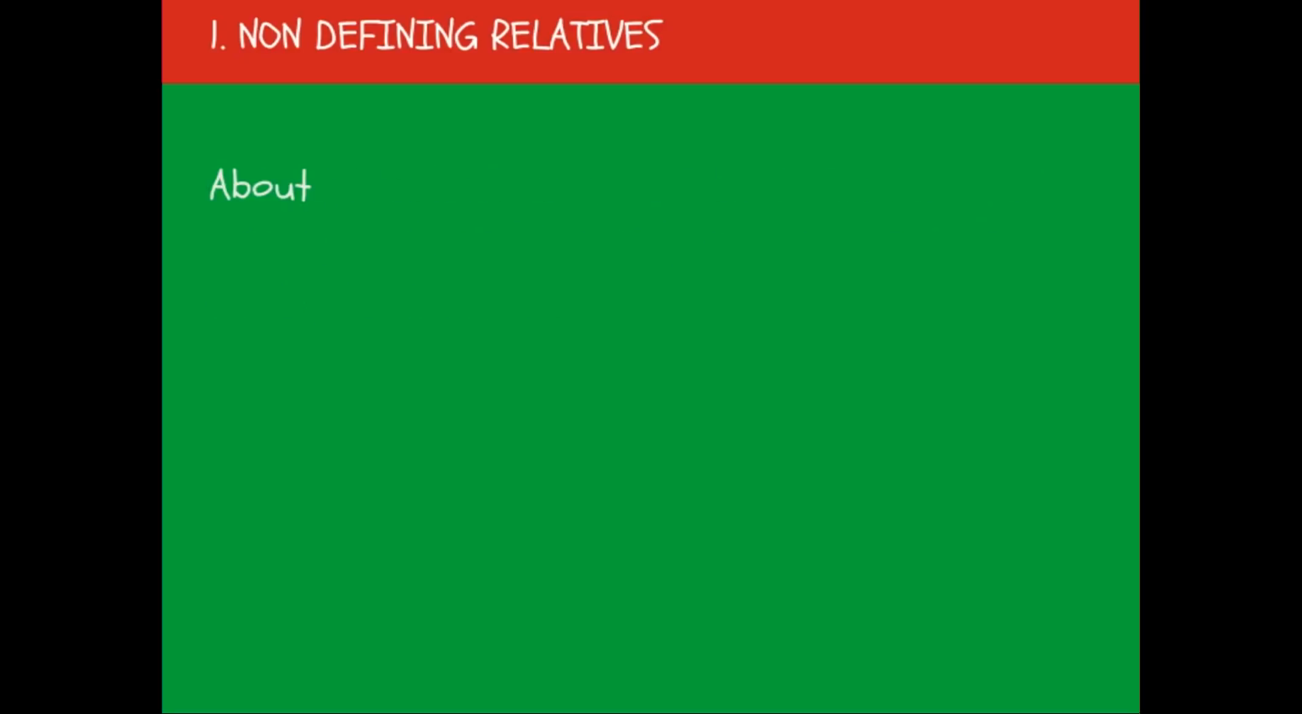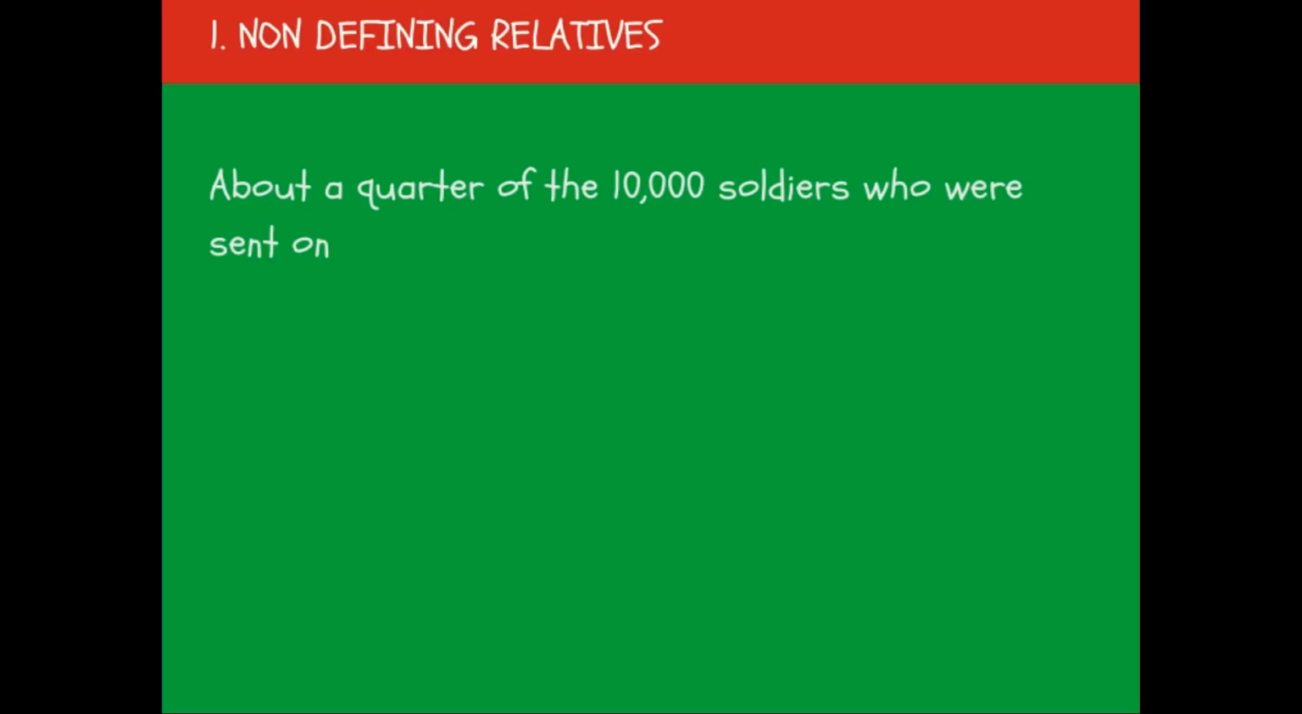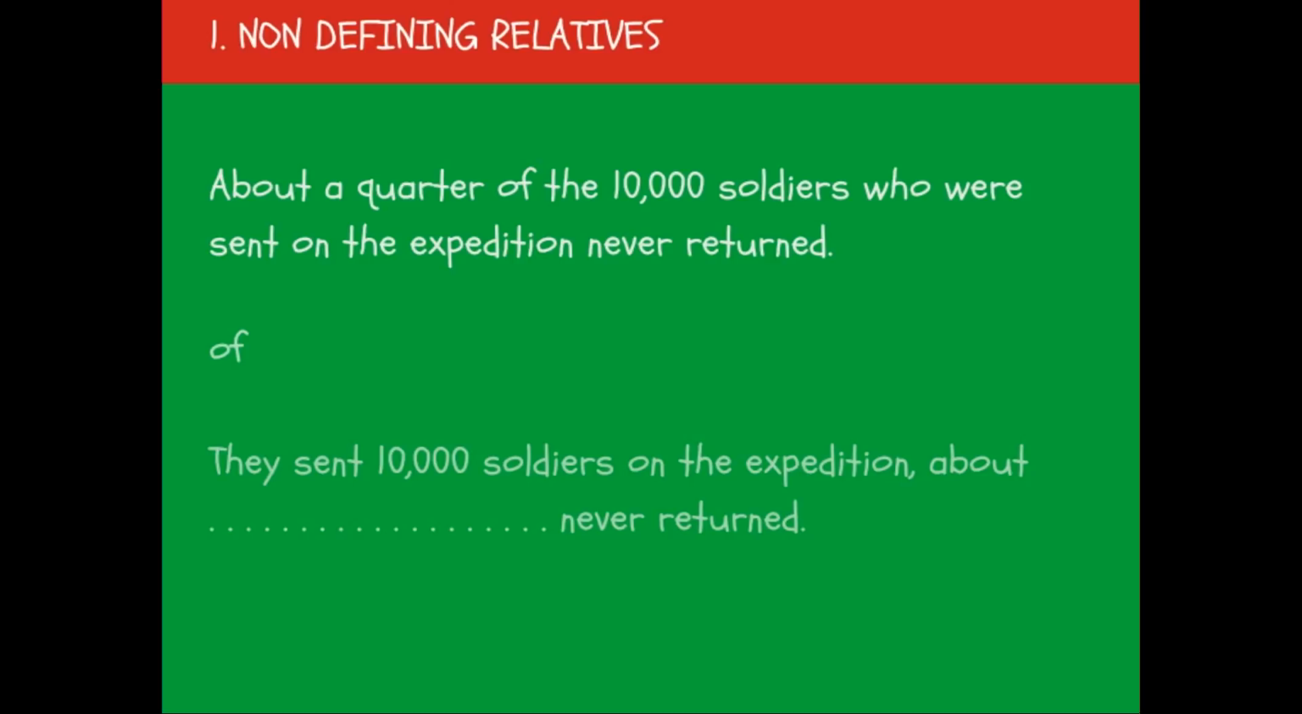A special case arises when we talk about all, some, or a number of the members of a group. About a quarter of the 10,000 soldiers who were sent on the expedition never returned. They sent 10,000 soldiers on the expedition, about a quarter of whom never returned. Remember, you must use whom and not who after a preposition.